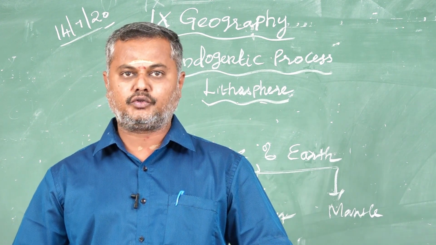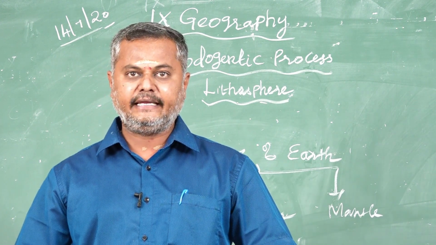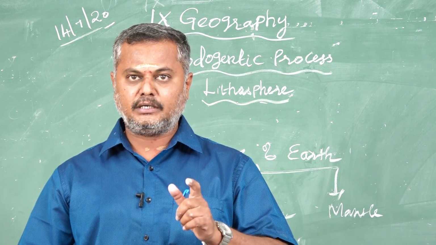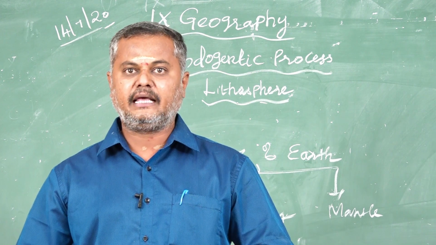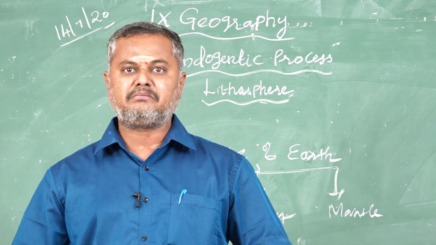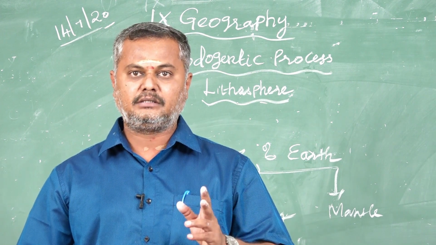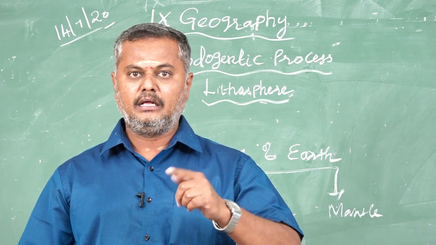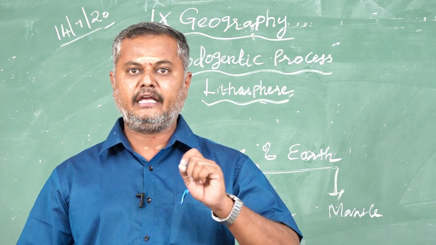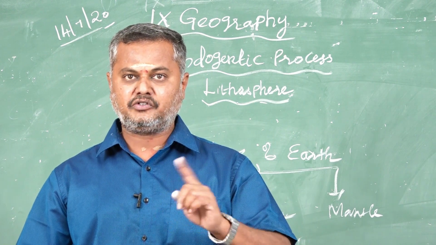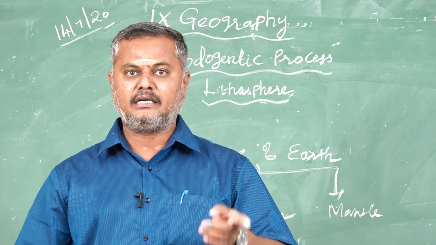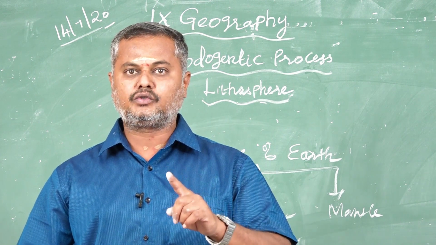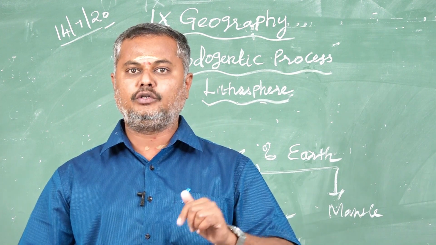The third part is the core. The core is the innermost and hottest layer of the earth, which lies below the mantle. It contains mainly nickel and iron. Students, you know very well crust is SiAl and mantle is SiMa. Next one is NiFe, where Ni means nickel and Fe means iron. The core is divided into a solid inner core and a liquid outer core.